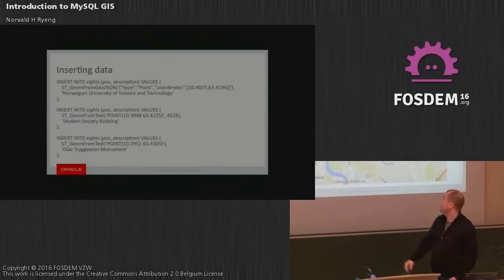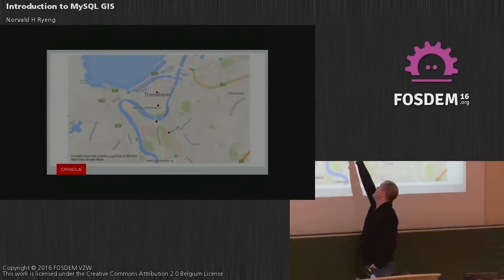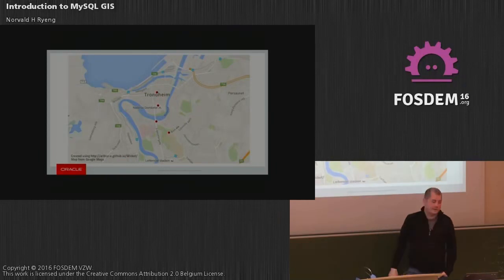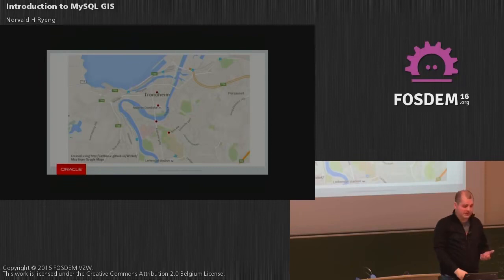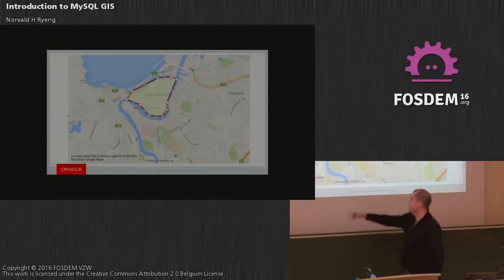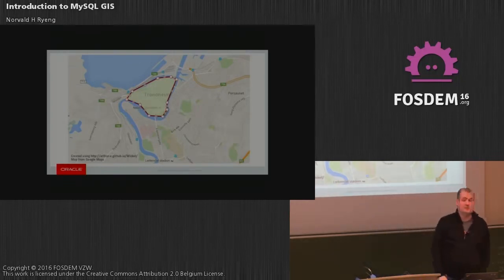So our sites are here: the University, the Student Society, the Cathedral, and the statue at the top. And in Trondheim, we usually define the city center as this area. It's a polygon. By the way, this is made using a tool called Wicket. It's a nice online tool for just plotting well-known text. So that is the city center. As you see, 2 of these sites will be inside, 2 will be outside of the city center. So let's try to get the database to answer that question.